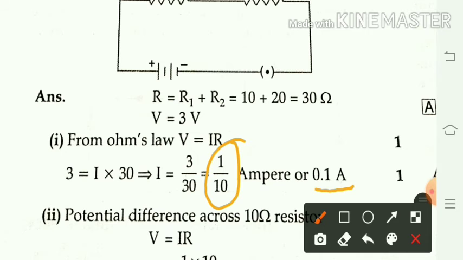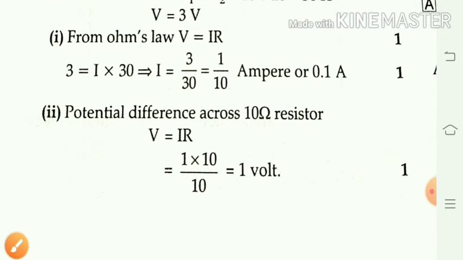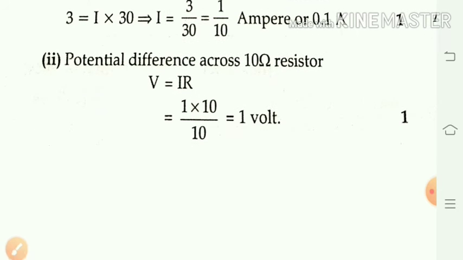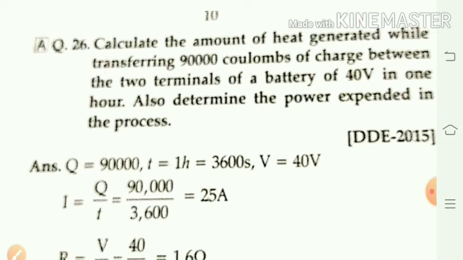Now the second point from this question, potential difference across the 10 ohm resistor. Here there are two resistors, 10 ohm and 20 ohm. According to Ohm's law, again we can write V is equal to IR, as we know the value of I. That is 0.1 into 10, it becomes equal to 1 volt. So the potential difference across the 10 ohm resistor becomes 1 volt. Now we will see the next question.